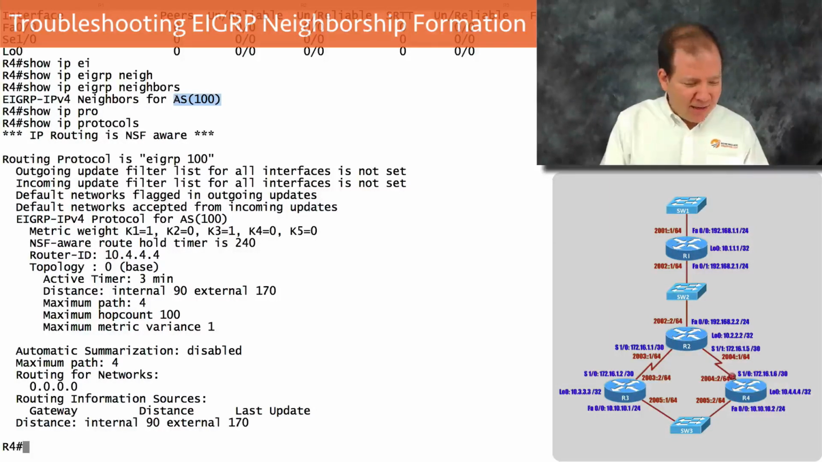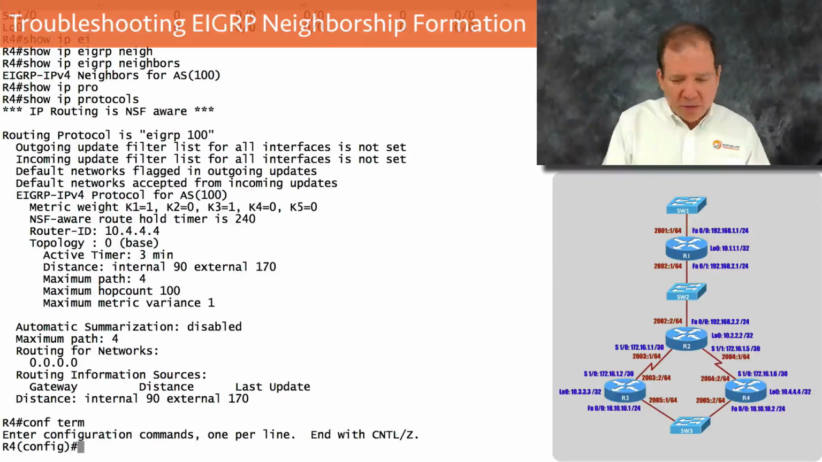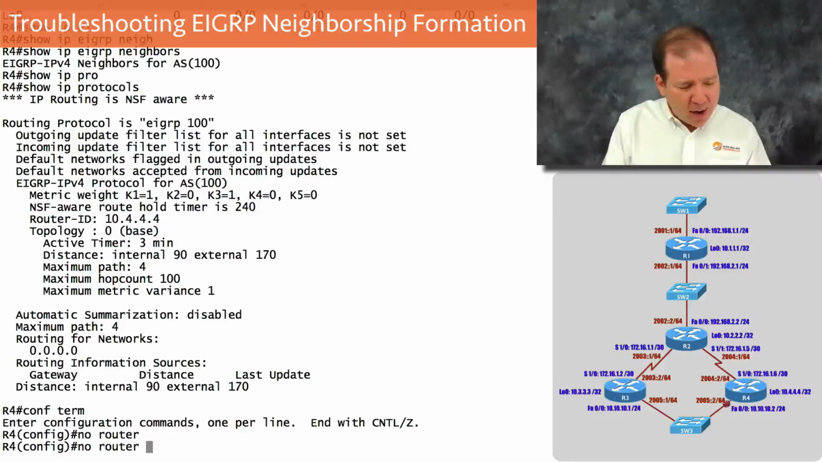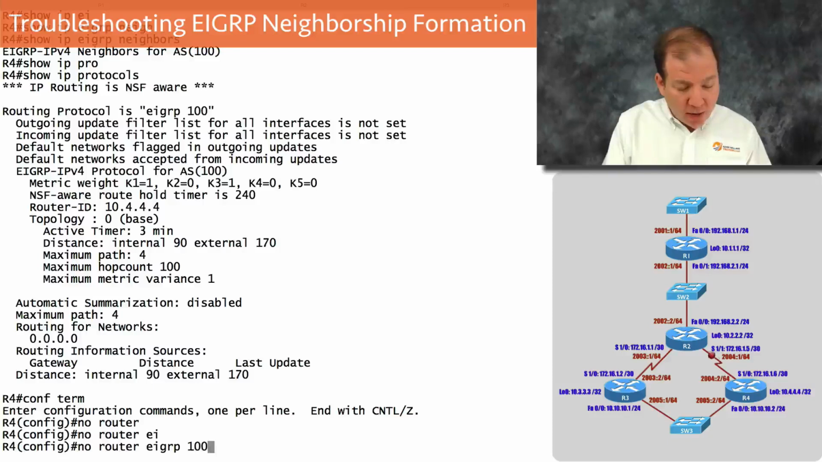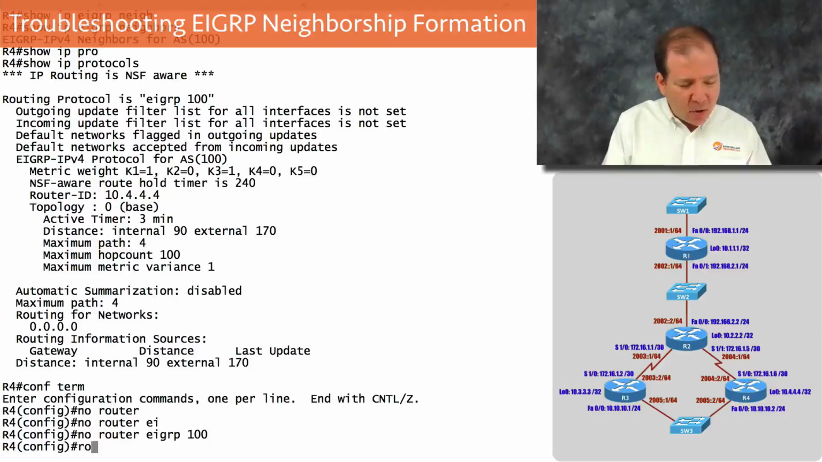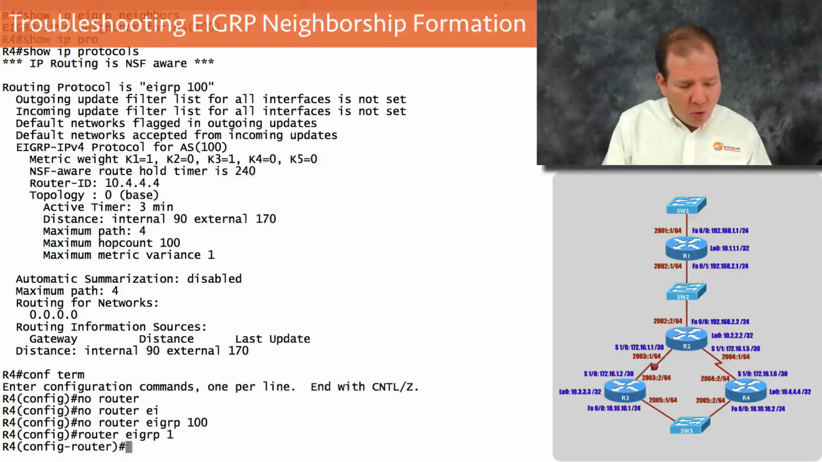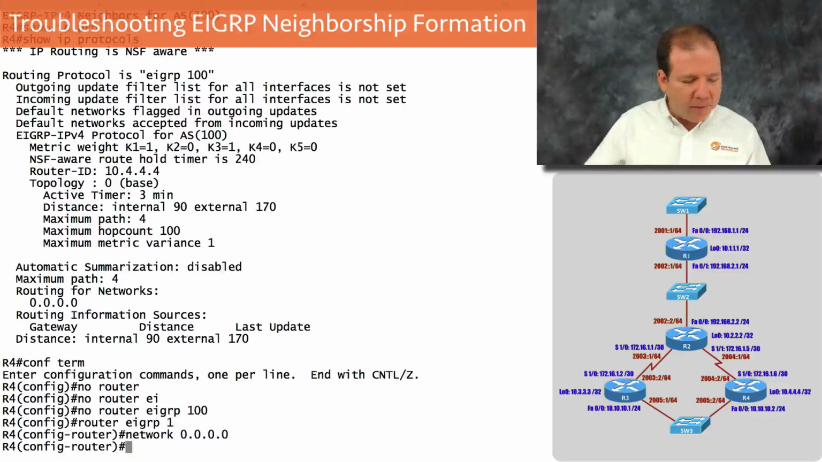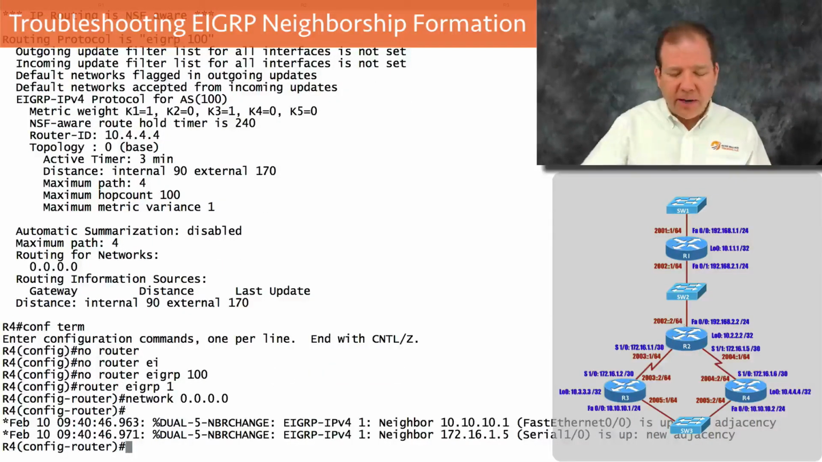Let's fix that. Let's go into global configuration, but let's get rid of that EIGRP process, and then we'll just add it back with the correct autonomous system number. I'll say no router EIGRP 100, and let's add back router EIGRP 1, and as a shortcut to make all of my interfaces participate, I'll say network 0.0.0.0. And oh, great news. I formed two neighborships right then.